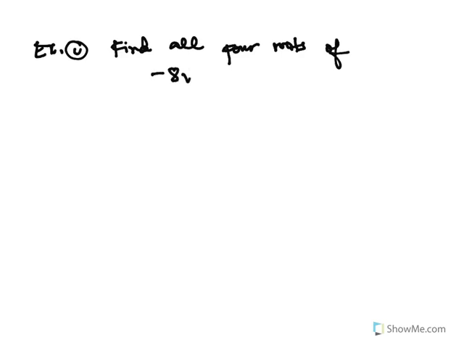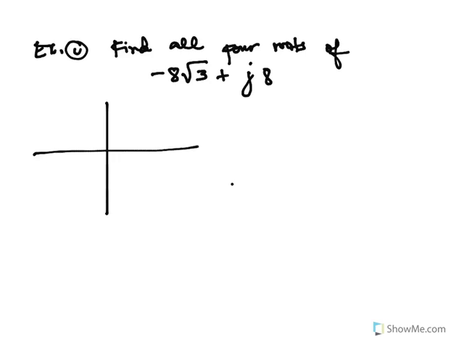Let's say you want to find all 4 roots of the complex number negative 8 square root of 3 plus j8. The first step is to draw our complex number first, so we can easily transform it into polar form. Drawing it, it is in quadrant 2. So in quadrant 2, you have here 8 square root of 3 units, and then you have 8 units along y.